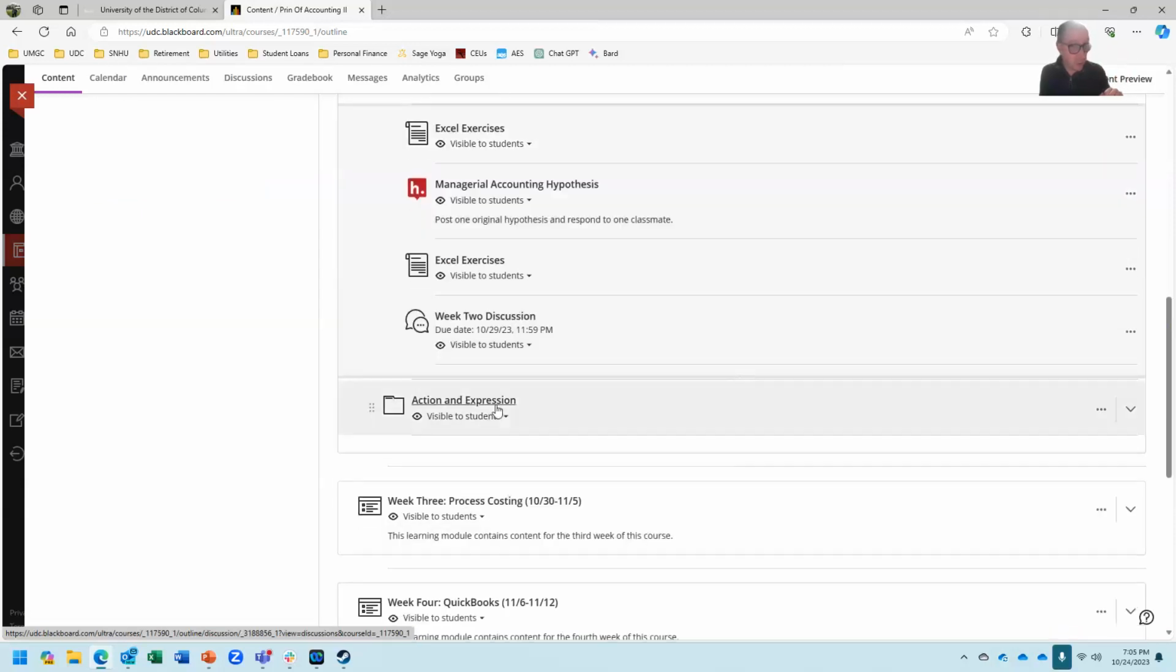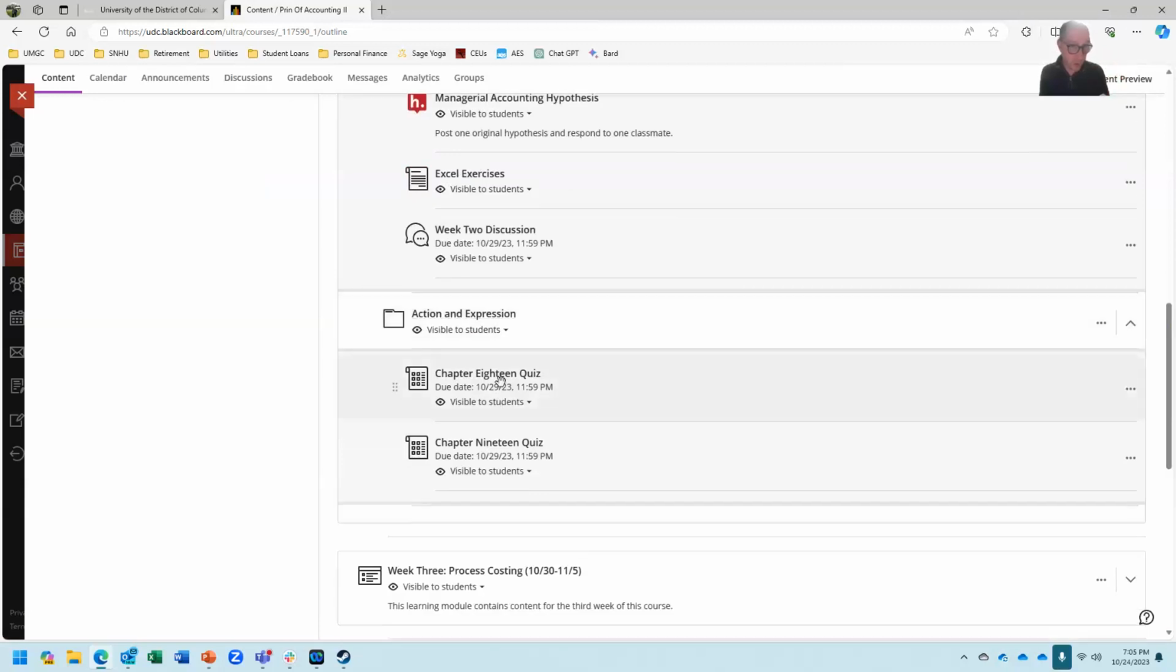Then, of course, we have 2 quizzes. One for chapter 18, which was managerial accounting, our previous discussion, and chapter 19, the quiz on job order costing. Each quiz has 2 attempts, and we take the highest attempt into the gradebook. Are there any comments, questions, or concerns about what needs to be done for this week?